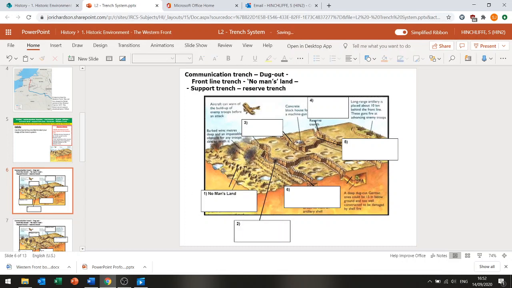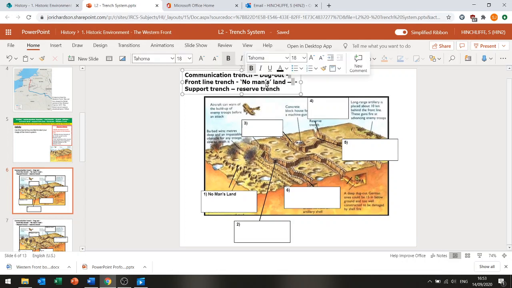No man's land is where you would find lots of shell holes, barbed wire, dead bodies, corpses, carcasses of horses. It's a horrible place, but it is where the majority of the fighting takes place. So I recommend you use a pencil. So you've already done no man's land.